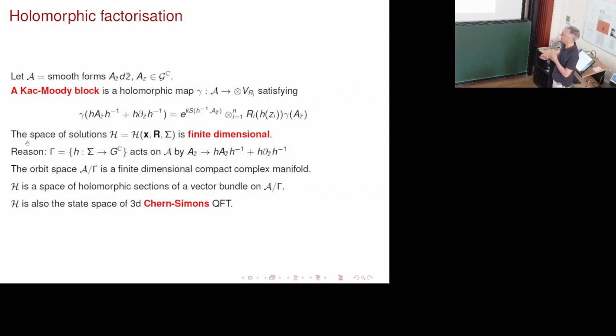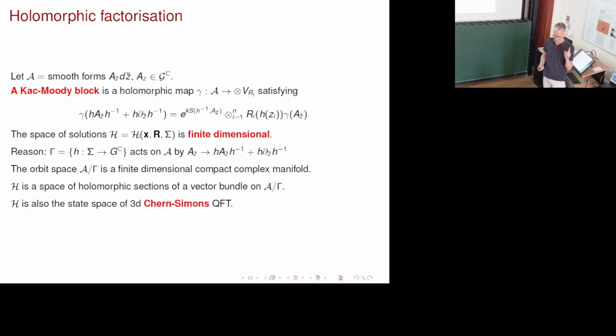The space of these gammas is finite dimensional, and the reason for it is that when you look at this infinite dimensional space of smooth forms, this action is an action of the group of gauge transformations, namely a group of smooth maps from the surface to the complexified gauge group. That's SL2C in our case. And so this group acts on this space. So the gauge transformations act on the connections by this formula here. And this gamma is a function almost invariant under this action. I mean, there are these simple things out here. So the orbit space turns out to be a finite dimensional space.